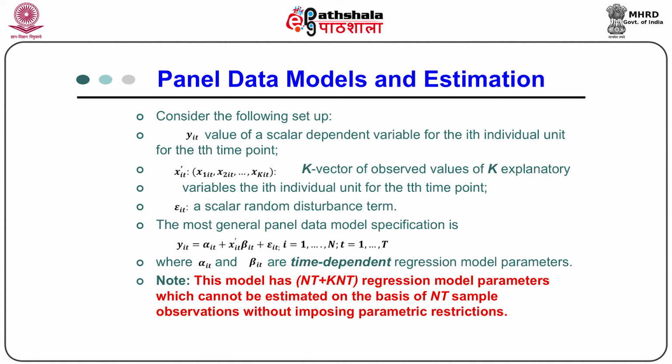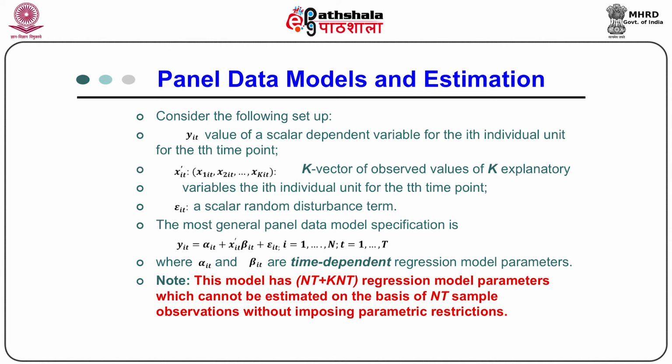Now, come to the method of estimation of the panel data. Now, consider the case where Y_it is the value of a scalar dependent variable for the ith individual unit at the tth time point, and x_it, as x_1it, x_2it up to x_kit, is a k vector of observed values of k explanatory variables for the ith individual unit at the tth time point. Epsilon_it is a scalar random disturbance term.